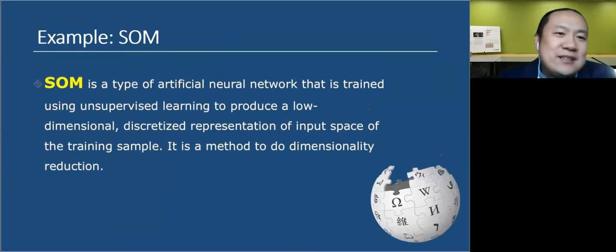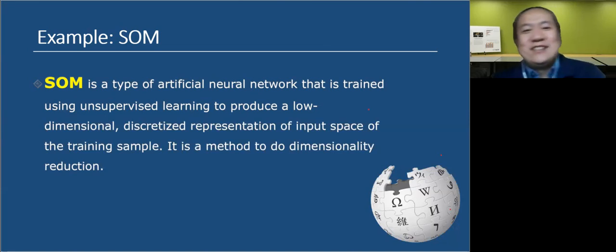Here's the definition. SOM, self-organizing maps, is a type of artificial neural network that is trained using unsupervised learning. Remember, this is unsupervised learning, where we only learn from data, not experience, to produce a low-dimensional, discretized representation of the input space of the training samples. It is a method to do dimensional reduction. It sounds very awkward, but don't worry, it's totally fine if you don't get it, because me too in the past. But actually, it's not very difficult to understand.